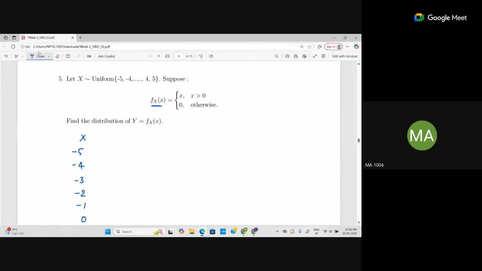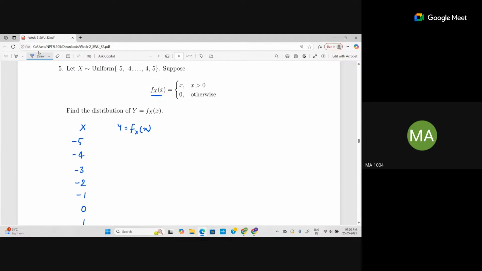Now we have to write the values of y or fx. Y and fx both are the same. So y is nothing but the function of x, so that's why it is written like this. And we have to find the distribution of y. So what will be the values of y? How will we decide?